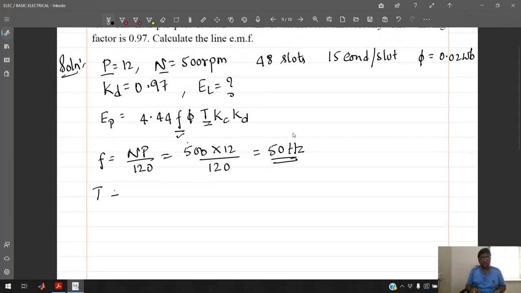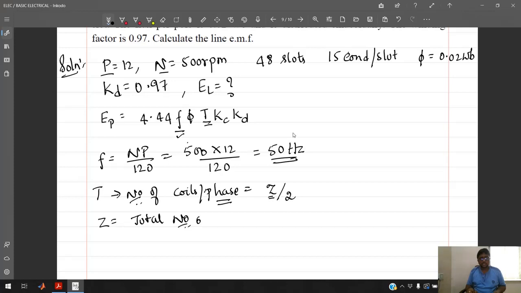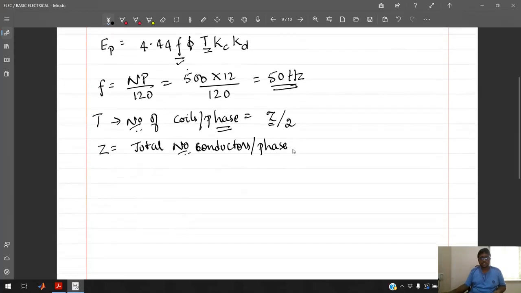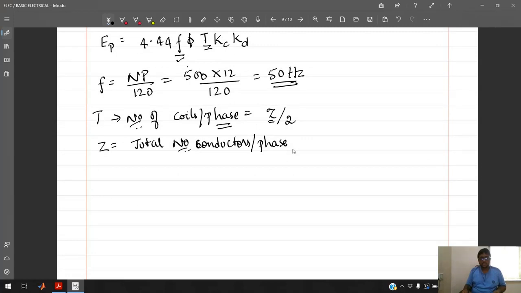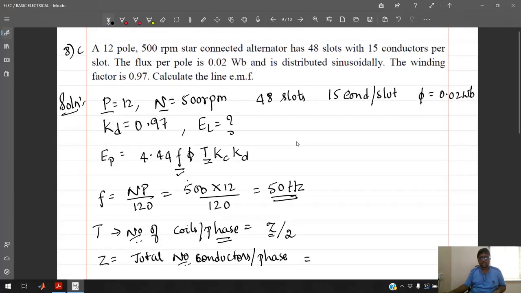T is nothing but, you know that it is the number of coils per phase, which is equal to Z divided by 2. Z is nothing but the total number of conductors. And since I am calculating per phase, I also need to calculate Z as the total number of conductors per phase. I need to calculate over here because it is given everything in 3 phase. So now how to calculate the total number of conductors.